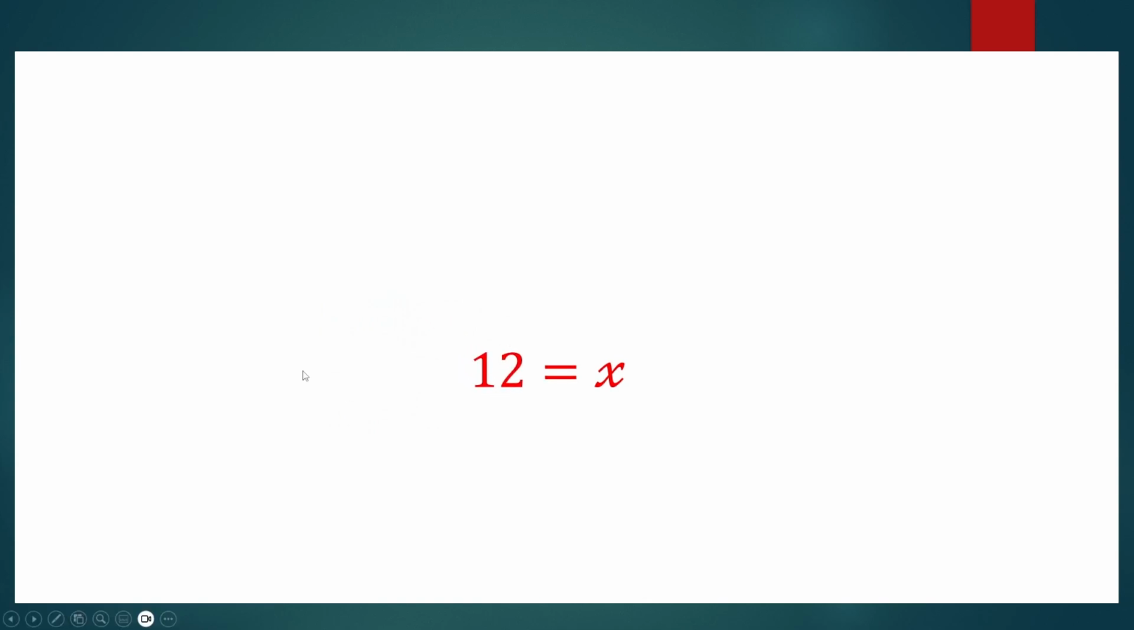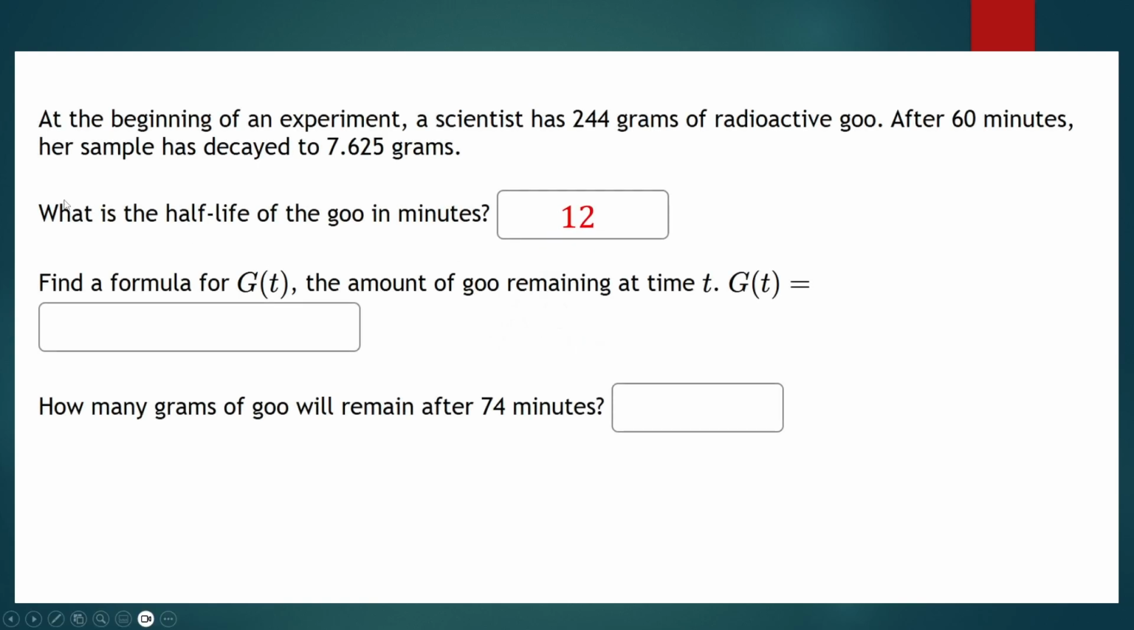And now that we have x, we know what the half-time of the original goo was, which was 12 minutes.